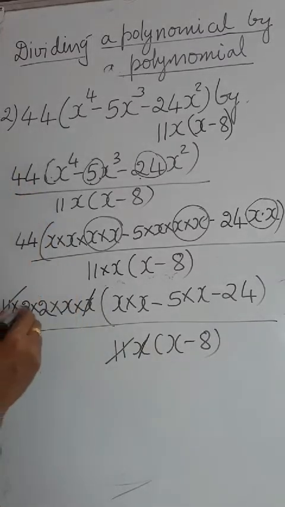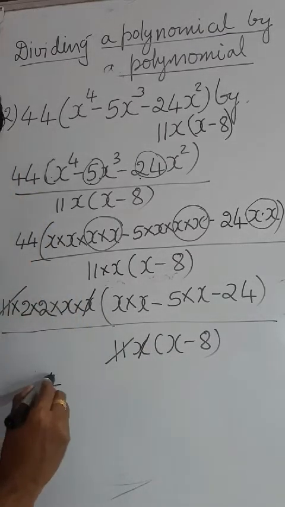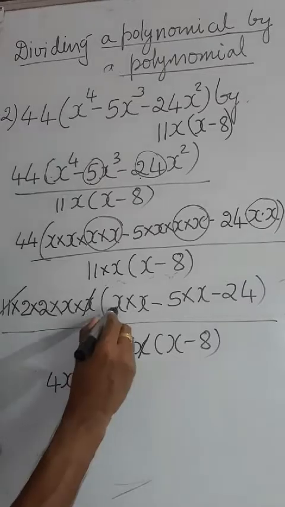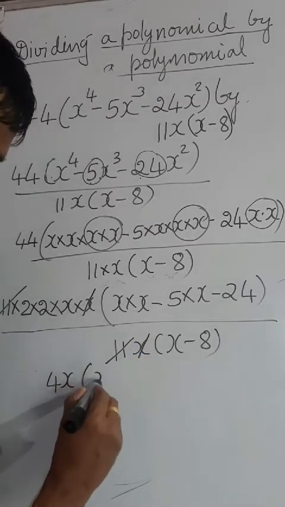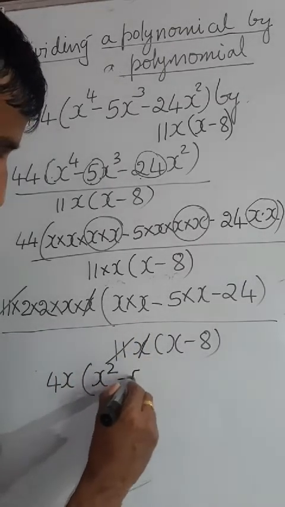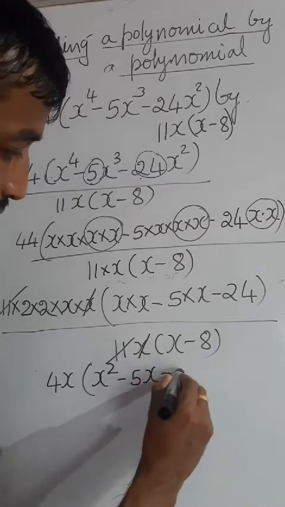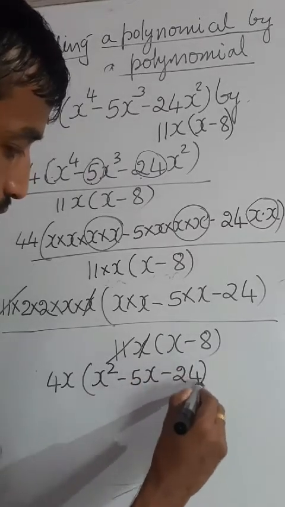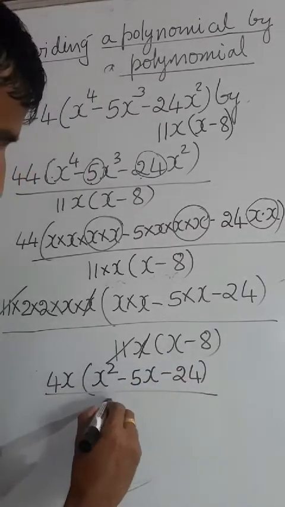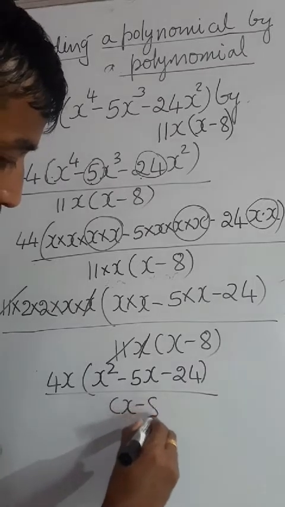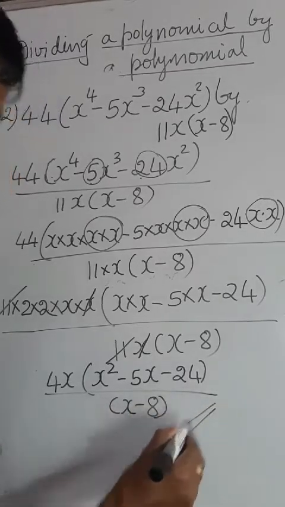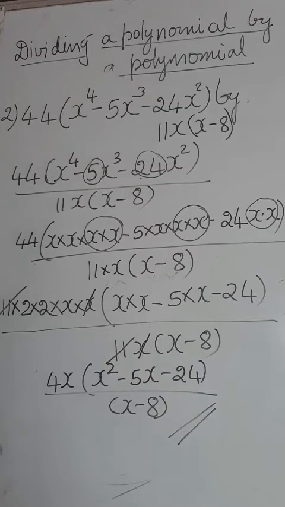So now 11 gets cancelled. 11x gets cancelled. So remaining 2 into 2, 4x. Inside, now if you want you can multiply and keep x square minus 5x minus 24 divided by x minus 8. This is the final answer. Understood? 4x of x square minus 4x minus 24 divided by x minus 8.